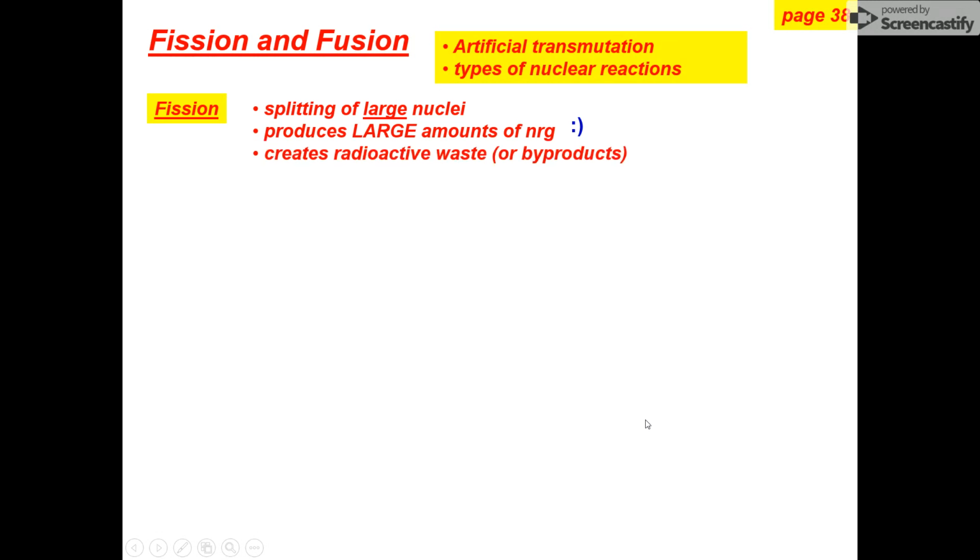Okay, fission. It's a splitting of large nuclei. You start with a large nucleus and you break it into smaller nuclei. Fission produces large amounts of energy, like all nuclear reactions do. And that's a good thing. The unfortunate thing about fission is that it creates radioactive waste or radioactive byproducts. You're left with radioactive isotopes that we can't really do very much with. They aren't terribly useful. We can't really easily reuse them as fuel. So that's a bad thing.